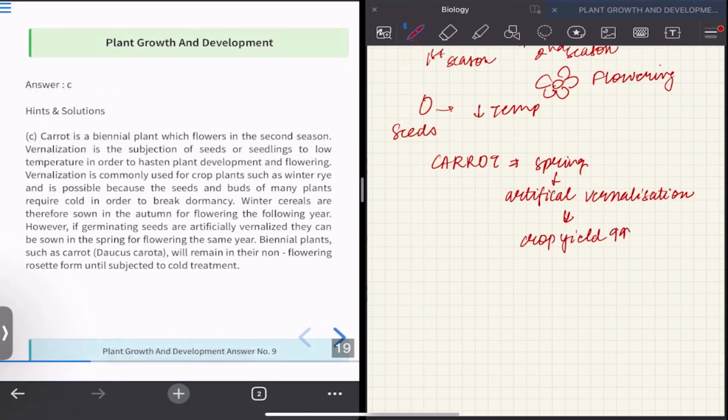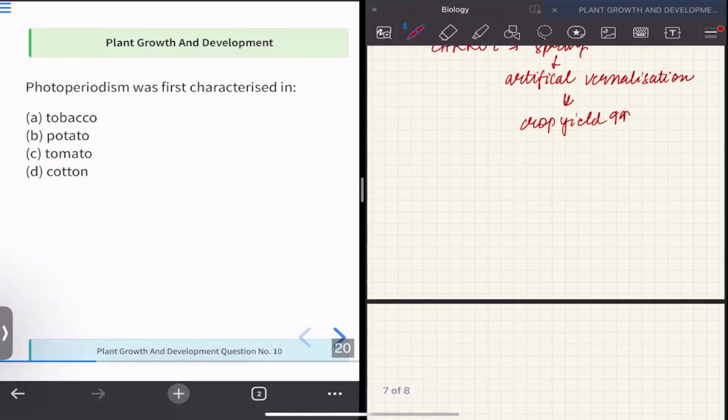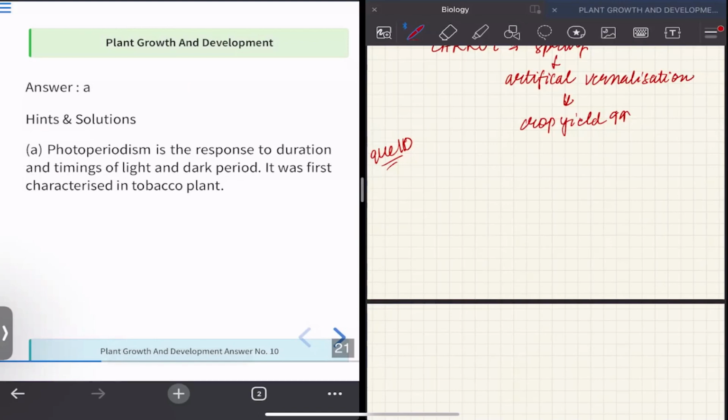Okay. So moving on to the next one. Photoperiodism was first characterized, question number 10. So photoperiodism, we know the site for perception of photoperiodism. We just saw it was the leaf. So in which plant did we first characterize photoperiodism? It is a fact-based question that photoperiodism was first characterized in tobacco plant.